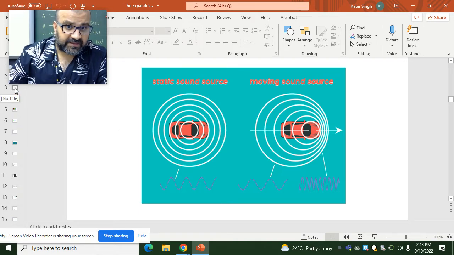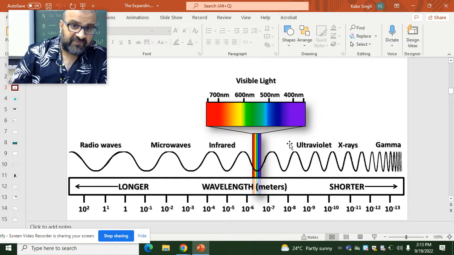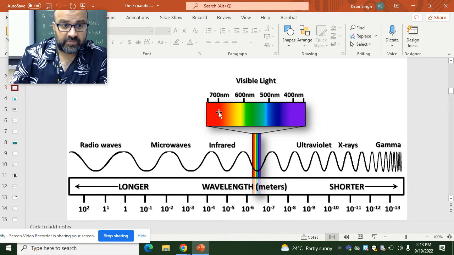And so let's hop back to the previous slide. You can see in visible light, the blue materials are at the higher energy or shorter wavelength, and red is at the lower energy or longer wavelength. So if light is moving towards you, it gets compressed into the blue end. If it's moving away from you, it gets decompressed into the red end.